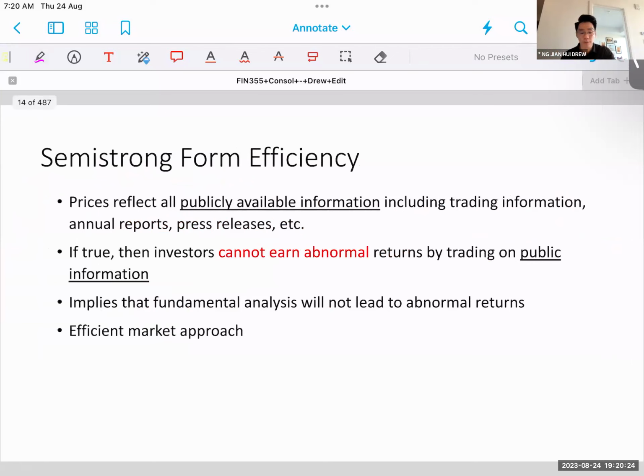A semi-strong form means that the price only reflects the publicly available information. This means you cannot earn any abnormal returns based on public information, but you can earn some profits if you have insider information. You have information that's private, right?